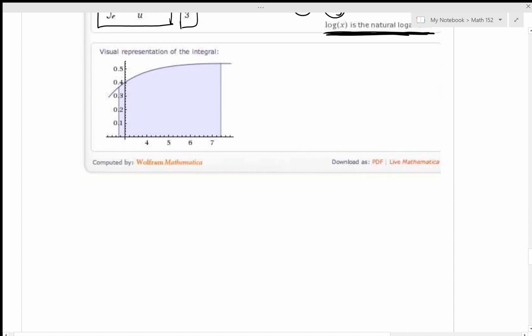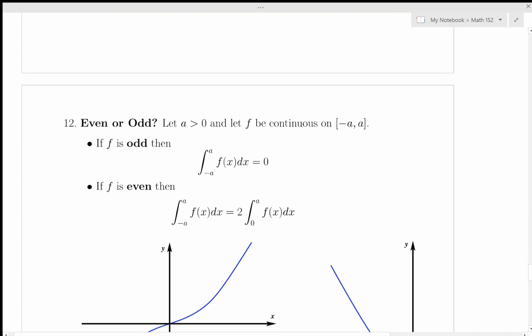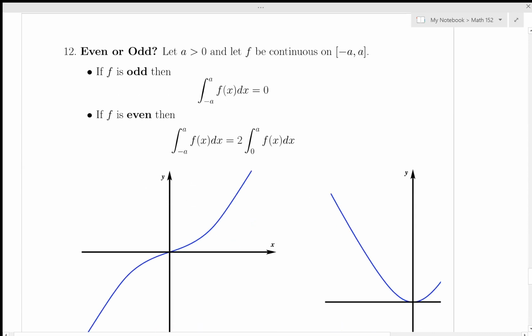Okay, a couple of other niceties that allow you to do things quickly and without effort. I'm a big fan of that. That is even and odd functions. Even and odd functions can sometimes reduce the work down to nothing, and on other occasions halve the amount of work.